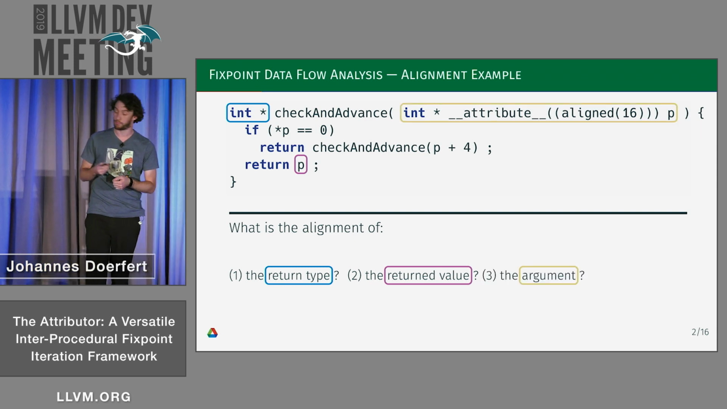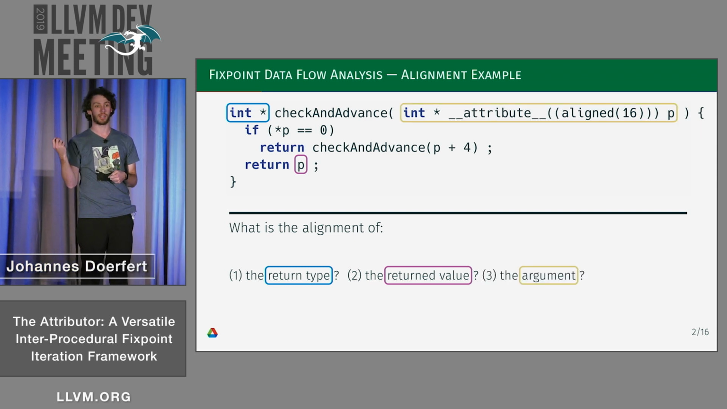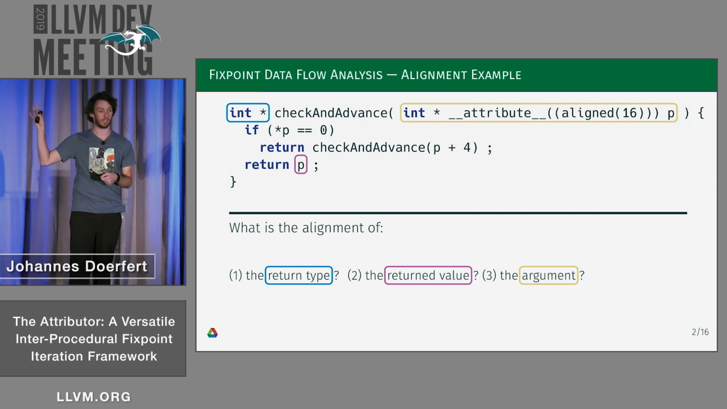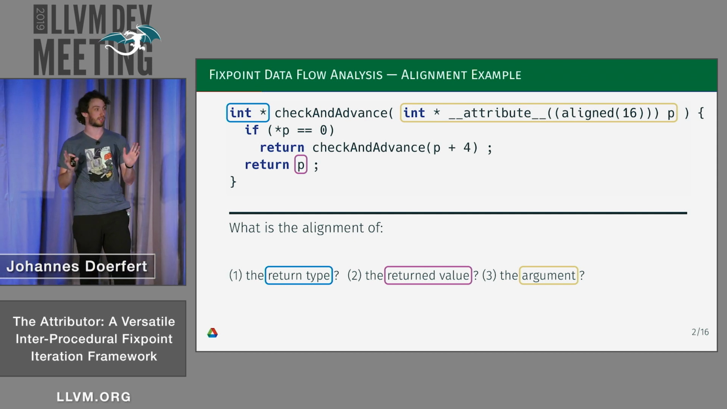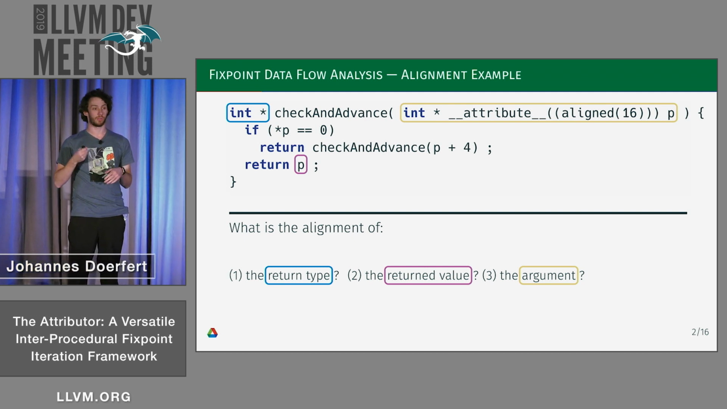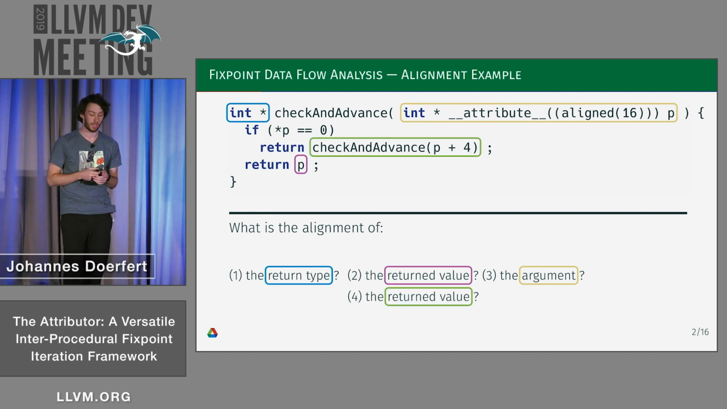And then you go further: P is just the argument. You know the alignment of the argument. You don't see all the call sites, so whatever is written there is all you know. So you know that the alignment is 16, and since you don't see all the call sites, that is where you stop. But the alignment of the return type is not determined only by that, because there's a second return: the recursive call.